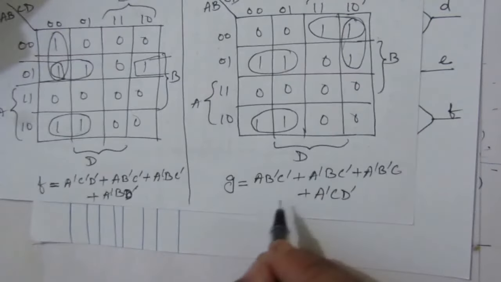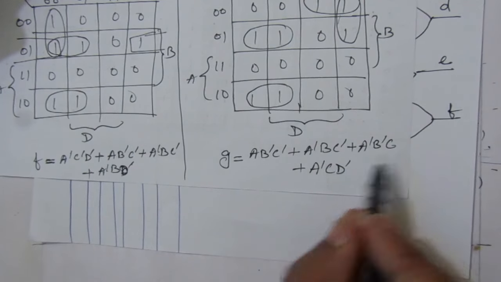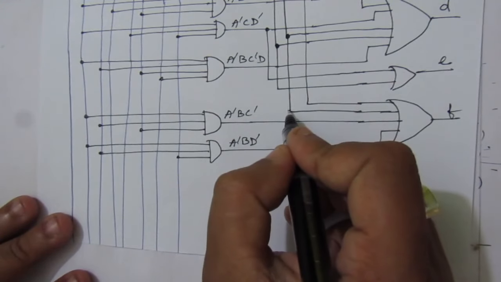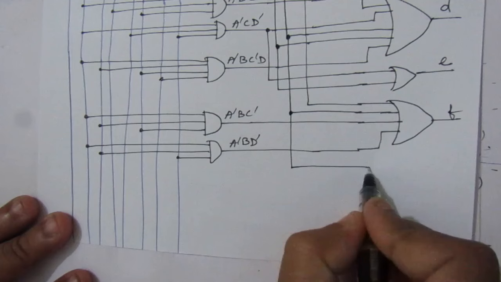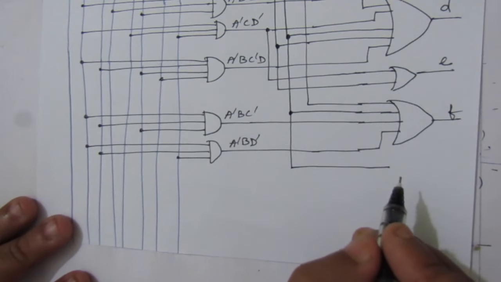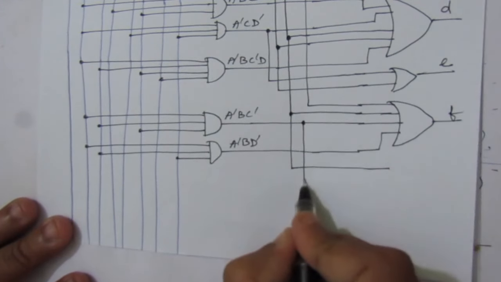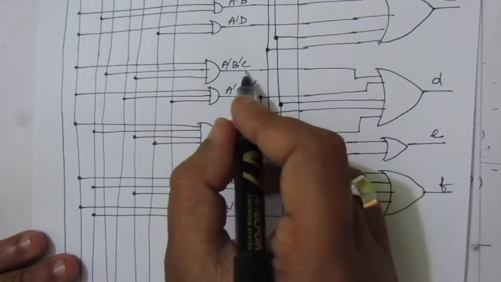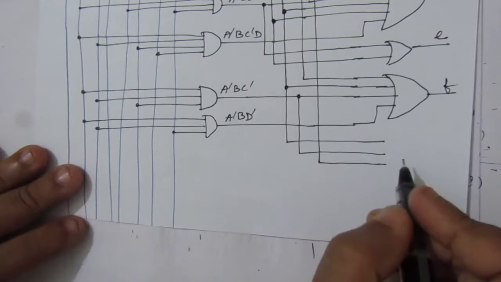Then we are left with small g. So small g expression is this one: a b bar c bar plus a bar b c bar plus a bar b bar c plus a bar c d bar. So first term is a b bar c bar. So we have already got here a b bar c bar. Take a line from here. Then we have a bar b c bar. A bar b c bar is this one. So take a line from here. Then we have a bar b bar c. So a bar b bar c we have already obtained here. Okay, so take a line from here.